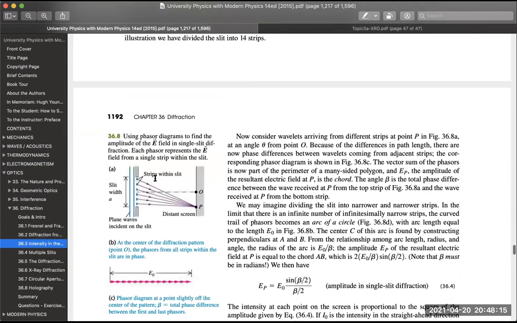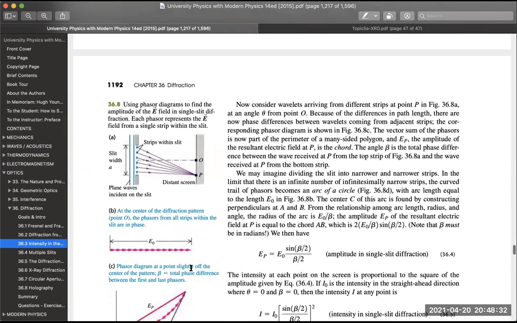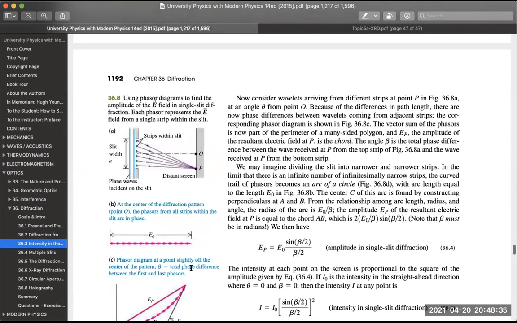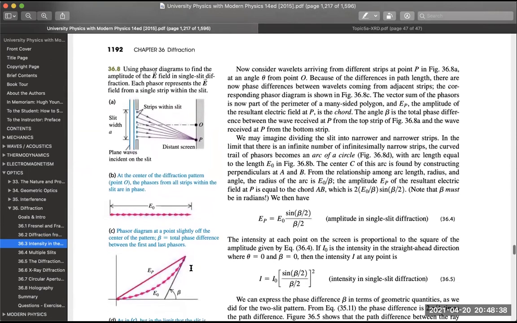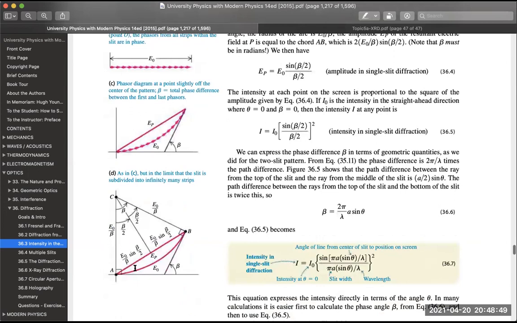This is the picture we were just working with. At the center line, all the little Huygens sources are in phase, and they just add up to the total electric field amplitude associated with the source. This is the picture we were just looking at. If we consider the limit where there are infinitely many sources, they become a circular arc of length E sub 0.